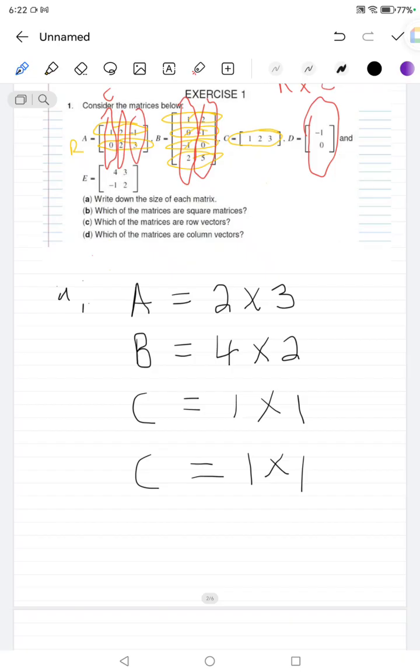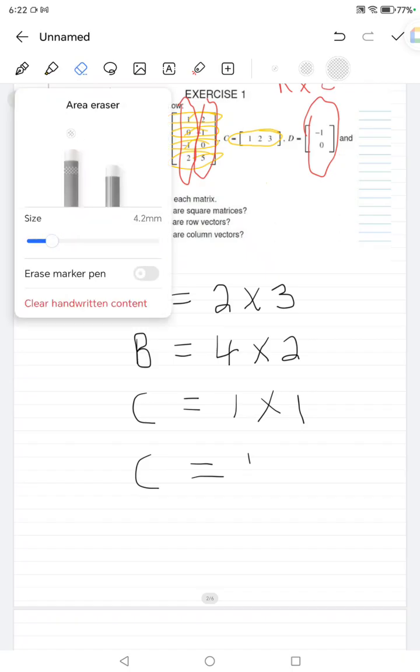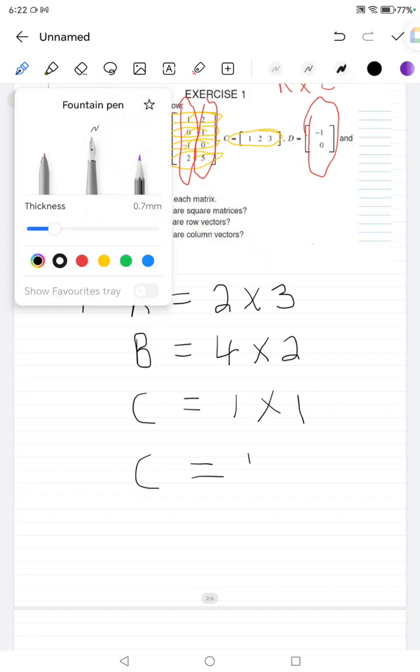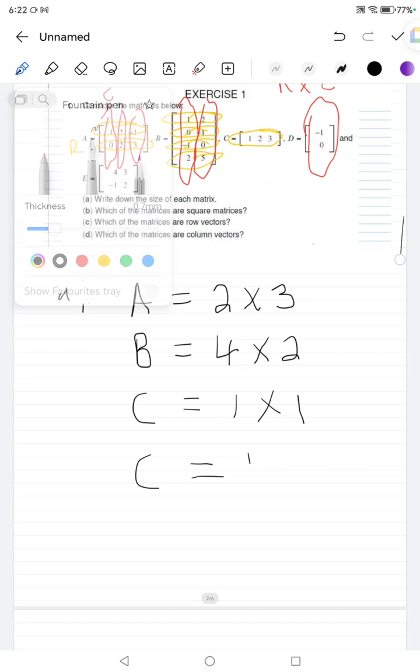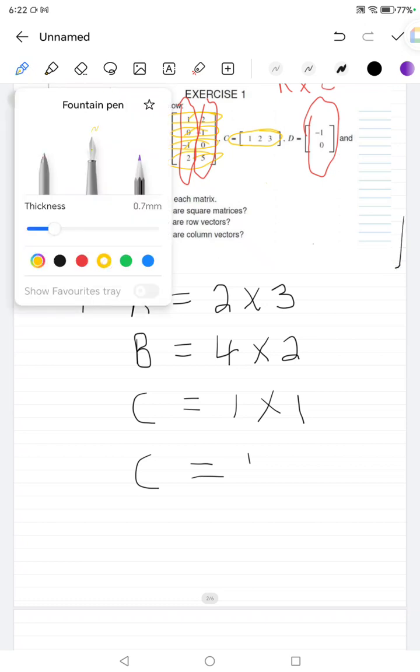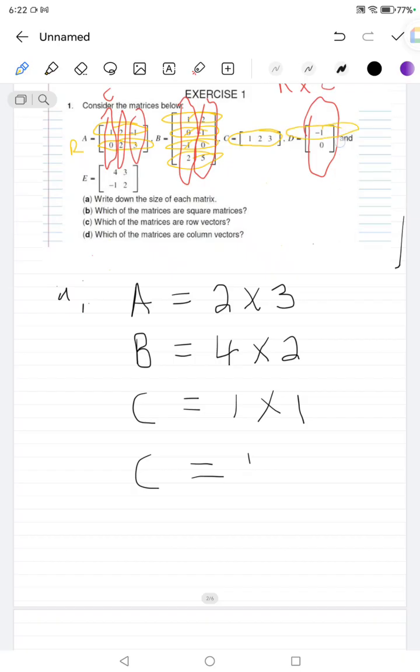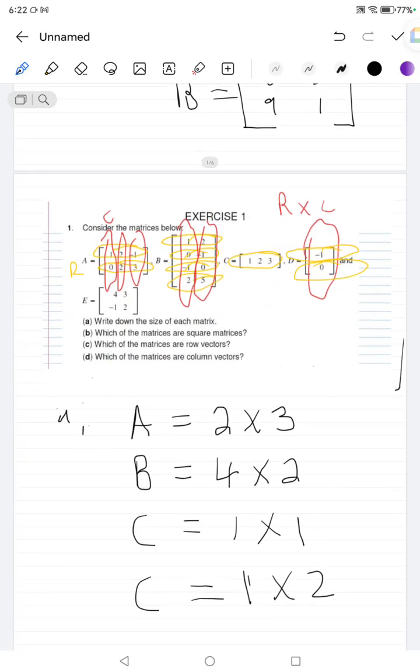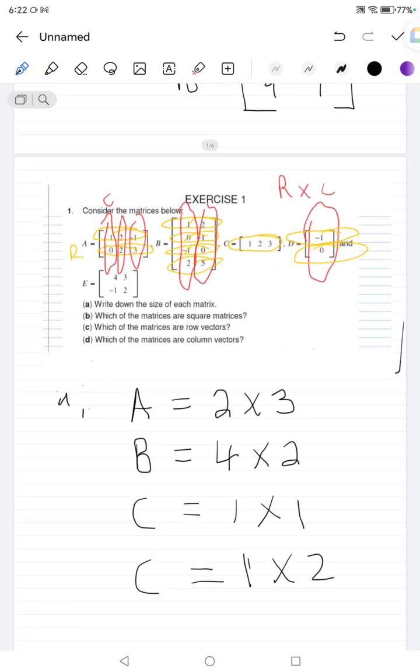No, not a 1 by 1. That's a 1 by 2, because we have 2 rows. We have that one, which is the column. Then the rows, I'm just going to indicate that we have a row 1, a row 2. So here we'll say we have our 1 by 2. So that's how you go about doing the first question.